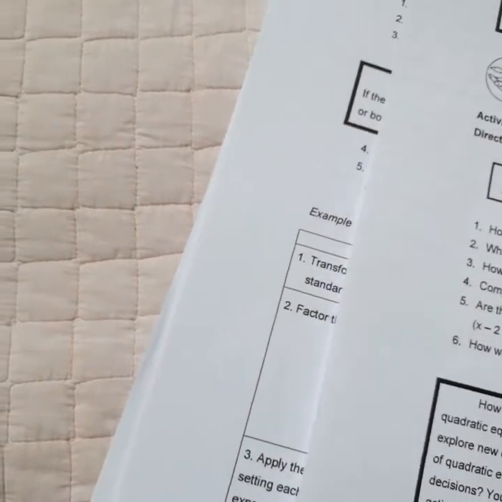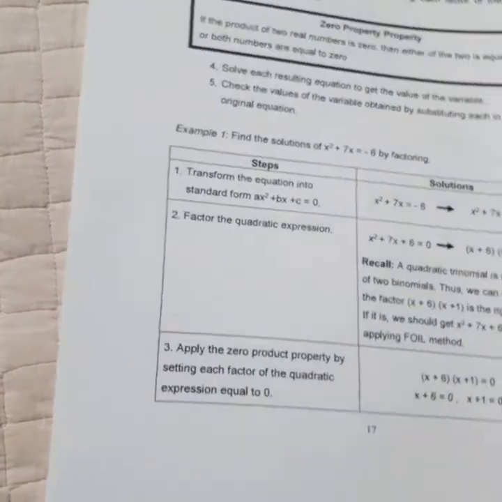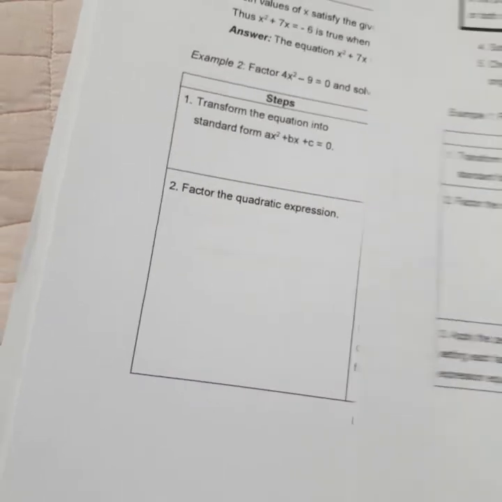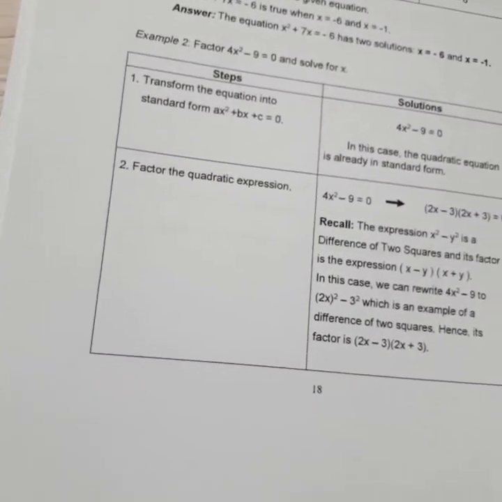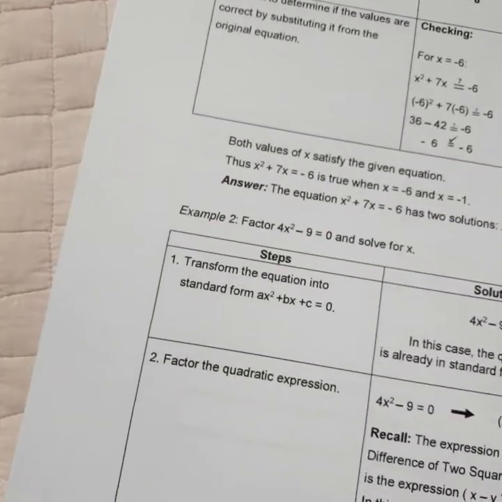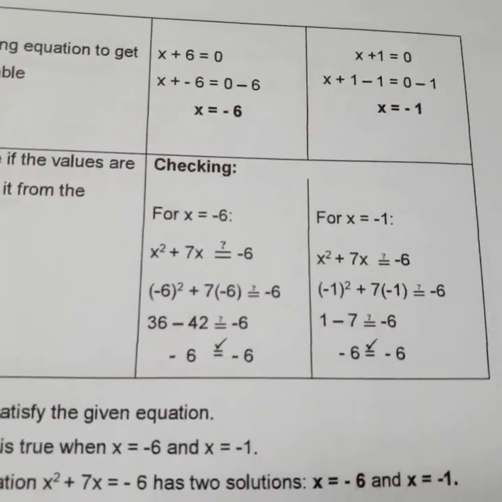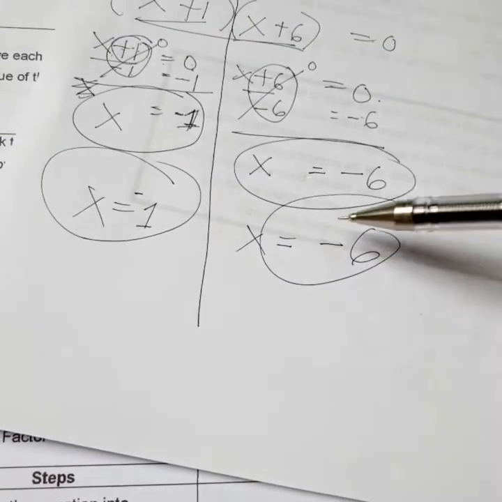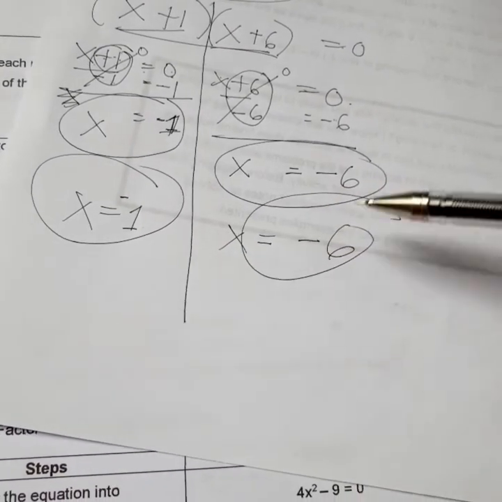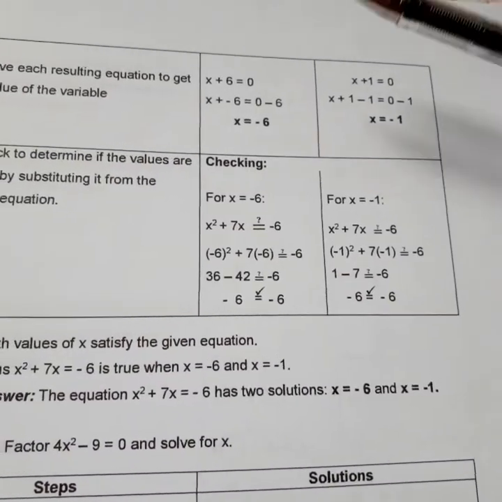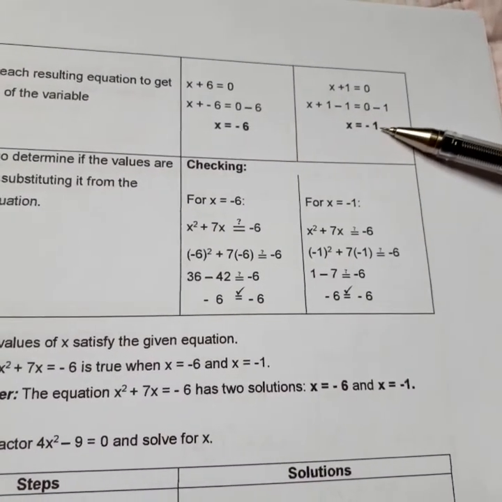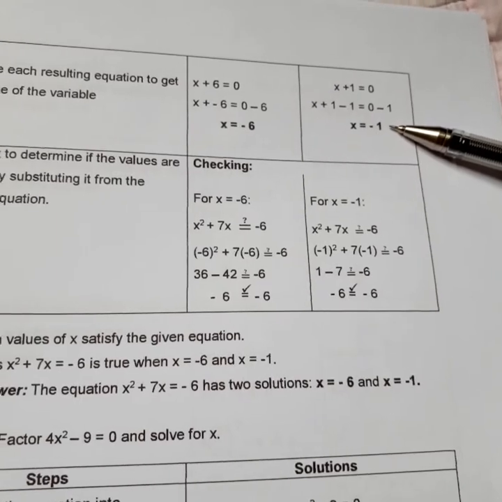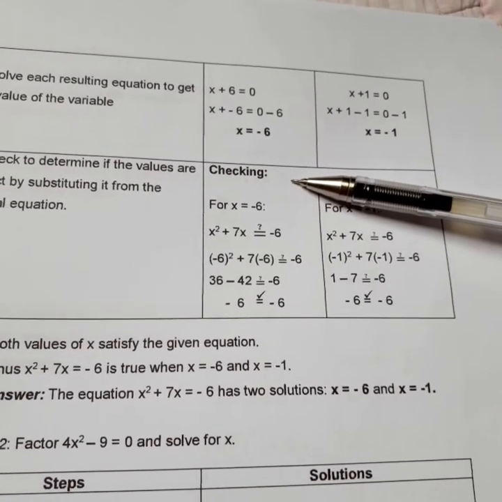Okay. Let us see if it is really true. Earlier, what was our answer? Negative 1 and negative 6. So we have the answer negative 6 and negative 1. Check. So we are checking if it is really true.